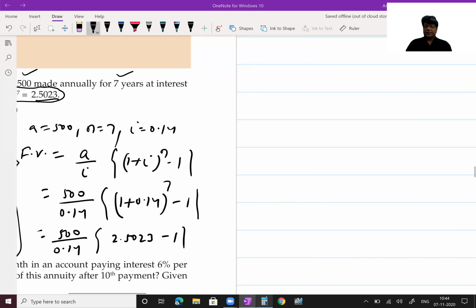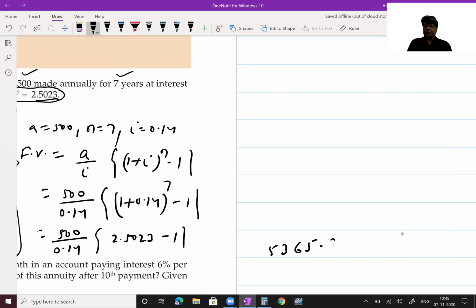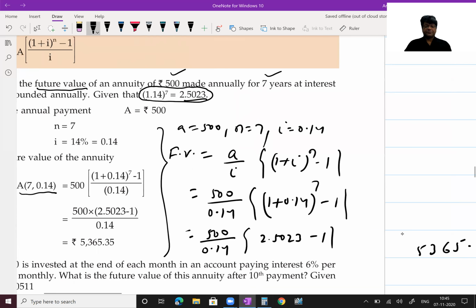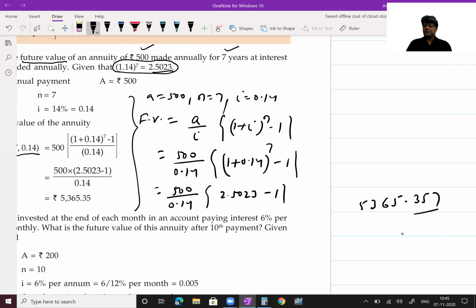See, using the calculator, guys, 2.5023 minus 1 is equal to, multiplied by 500 is equal to, divided by 0.14 is equal to 5365.357. See, 5365.35, their answer.